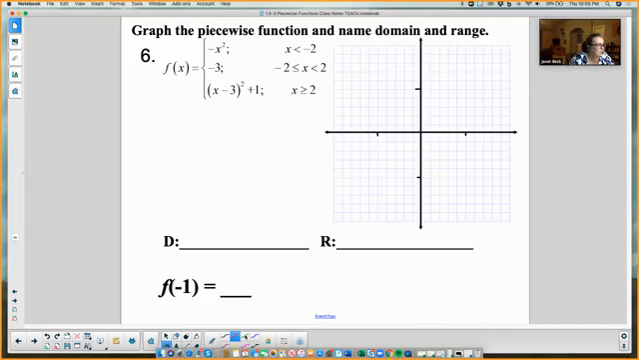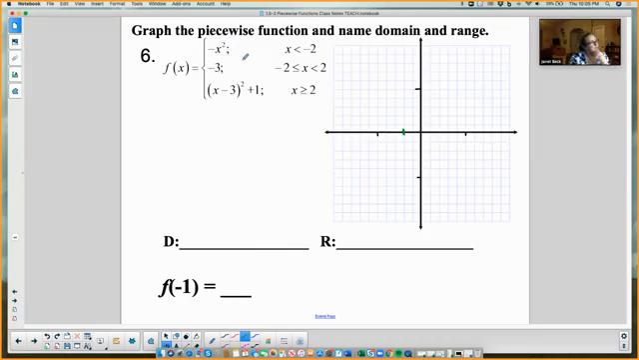Well, let's look at what we've got here. Again, we've got a function. It's one function that's divided into 3 pieces. And these are the intervals we're looking at. This is saying for all x values less than -2. So for everything from this side going backwards, I'm graphing this.